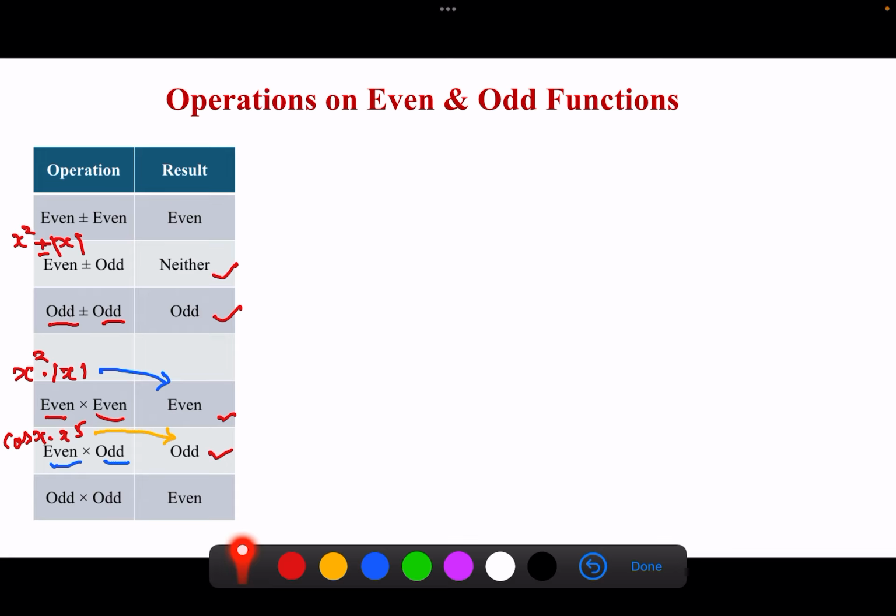Product of two odd functions is even. For example, one function is tan x into x cube. So tan x is an odd function, x cube is also an odd function, but the product will be an even function.